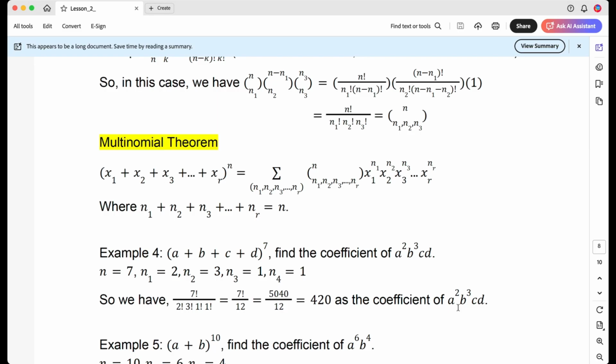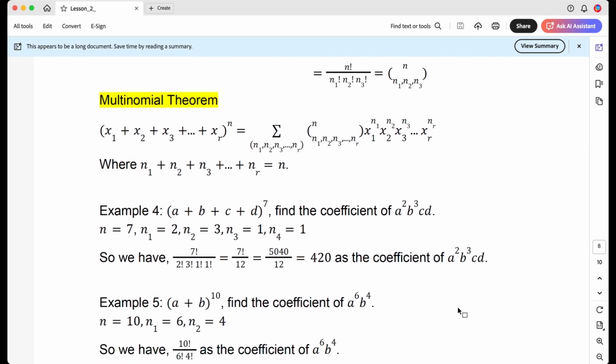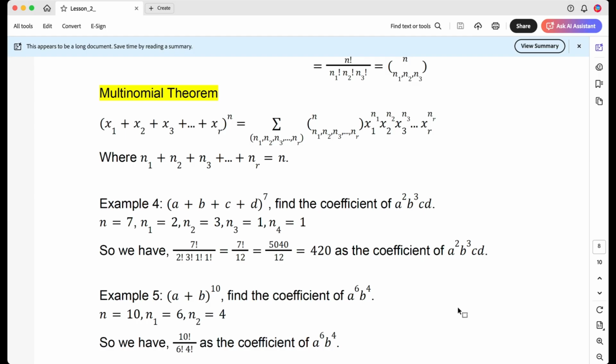Now, this is a binomial situation, so you could just use the shortcut formula or the same one here. It's going to be 10 factorial divided by 6 factorial, 4 factorial. So again, you can think of this as permutation with duplicates here.